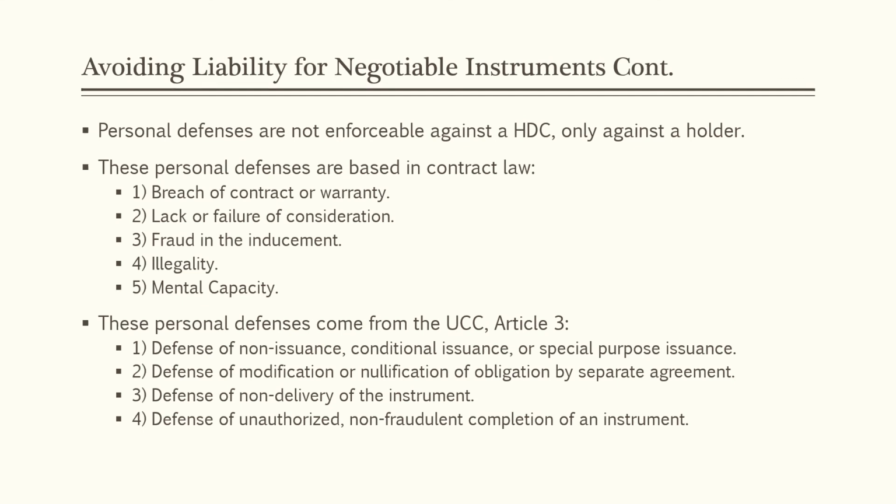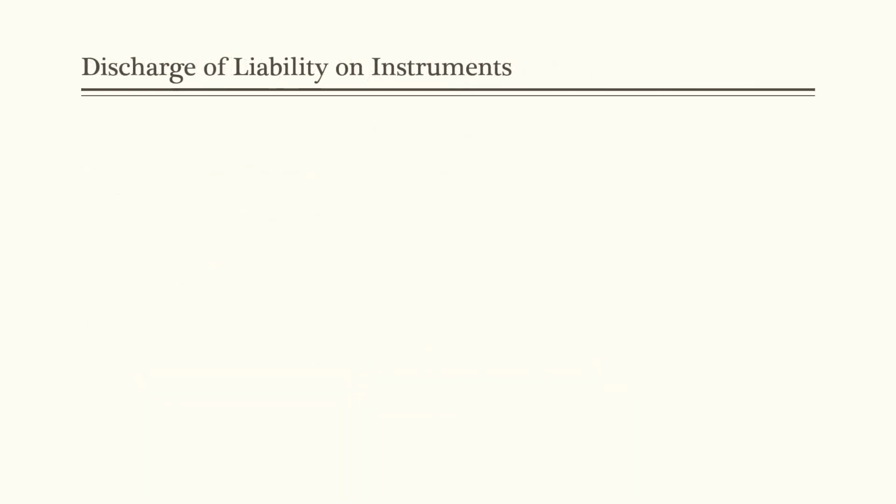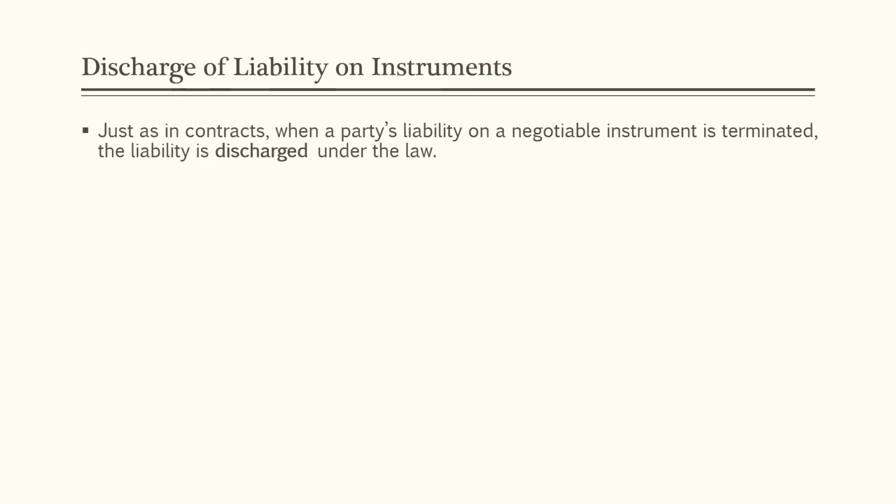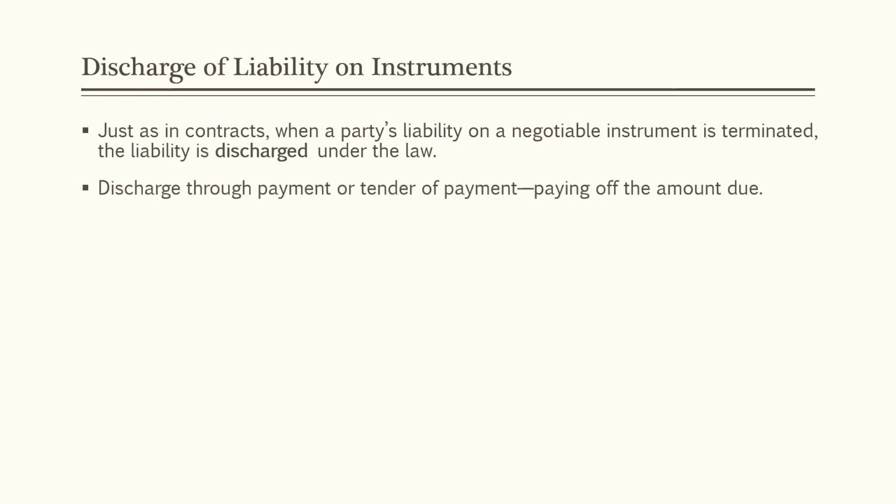The last topic we are going to discuss today is discharge of liability on instruments. That means terminating liability on the instrument. Just as in contracts, when a party's liability on a negotiable instrument is terminated, the liability is said to be discharged under the law. That's a term of art. I tested on that before, so you should remember it. Discharge through payment or tender of payment is just paying off the amount due. That is the most common termination of liability.